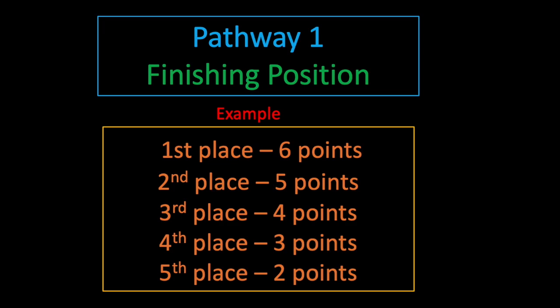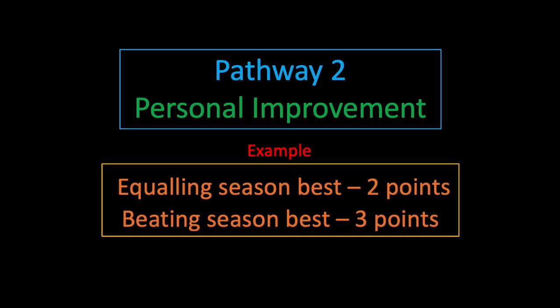Placing in the top 5 isn't the only way to earn points. Your club may also award points for improvement. As an example, athletes could earn 2 points for equaling their season best, or 3 points for beating their season best. There's one sensible exception. The very first time your athlete records a result in an event for the season, it automatically becomes their season best, but they don't earn season best points for it, since they haven't actually beaten anything yet.